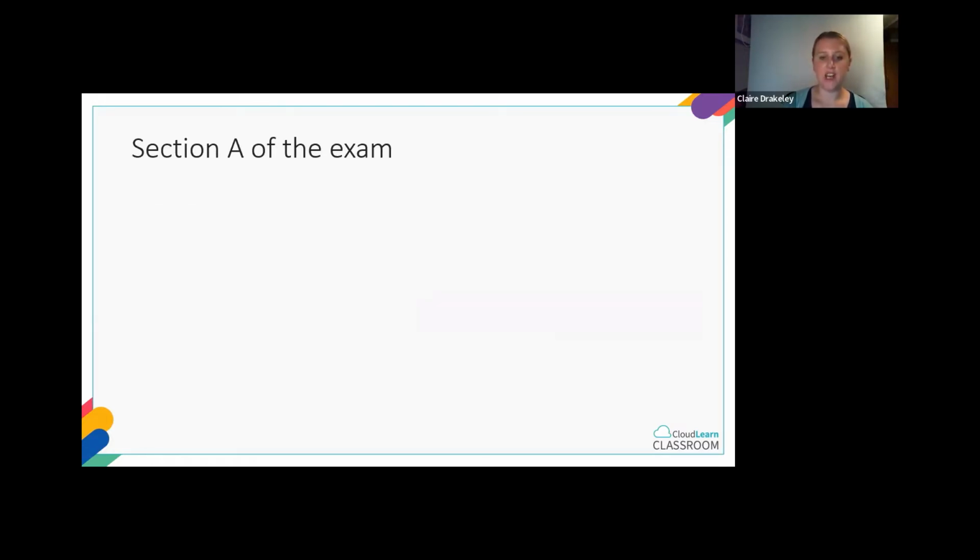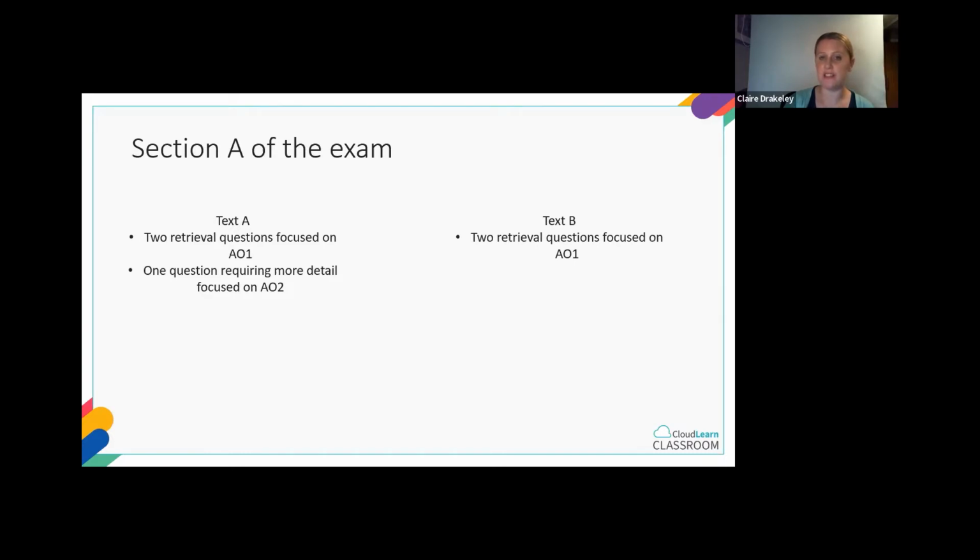So section A consists of 7 questions and they follow the same format each year. Text A, text 1, will have 3 questions about it. The first 2 of these will be retrieval focused questions focused on AO1. The third question will require more detail and will be focused on AO2. Text 2 or text B then has the same format with another 2 retrieval questions and a third requiring more details. This is your first 6 questions.